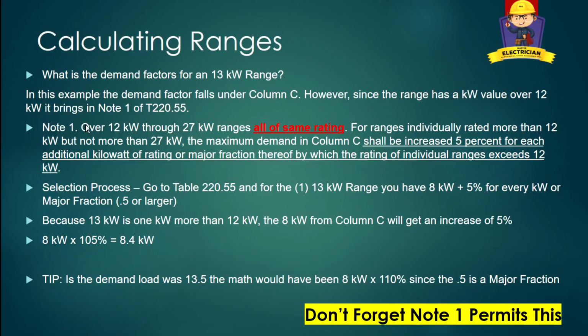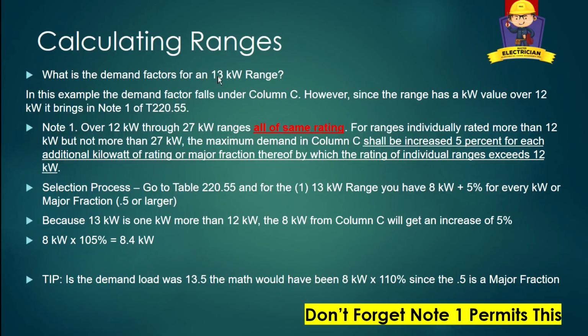Now, Note 1 is where we're going to introduce this note here. Note 1 says over 12 kW through 27 kW ranges, all of the same rating. So in this case, this is just one 13 kW range. But let's say I had 5 of them and they were all 13 kW. Then you would still use this note for that. We just only happen to have one here.